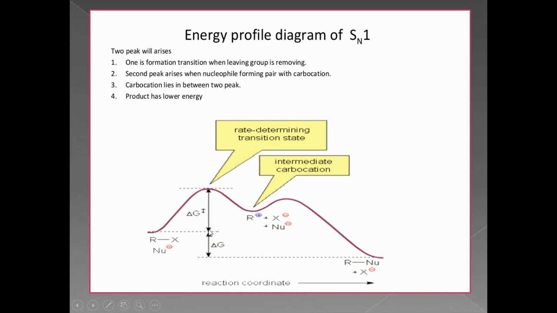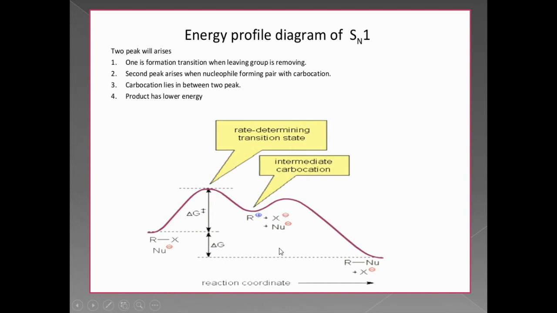So this difference in energy between these is called delta H. Delta H is the enthalpy of the reaction, and you can see from here there is a decrease in energy, so delta H will be negative. As delta H or delta G becomes negative, the reaction will be what? Exothermic reaction.